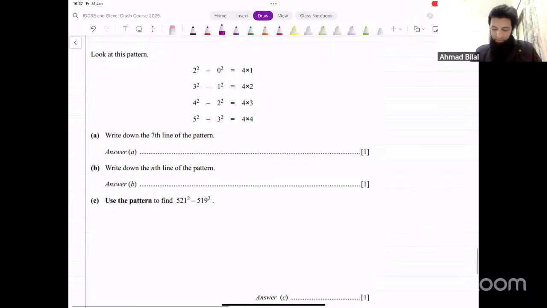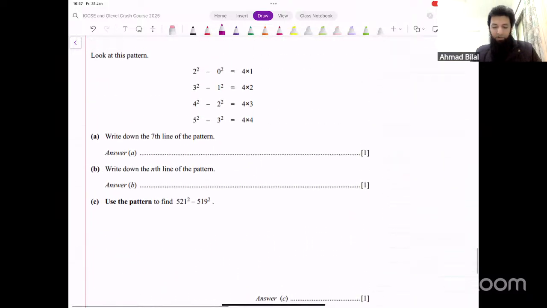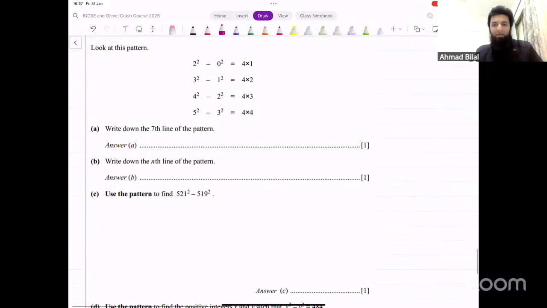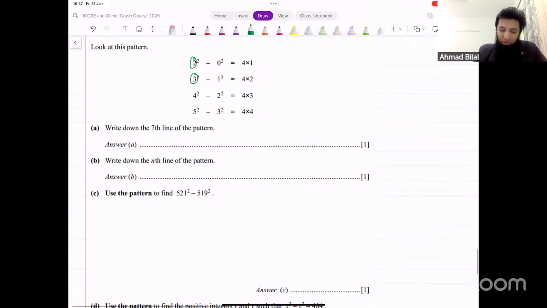Okay. Now this is one in which we have to figure out some pattern looking at these numbers. It says write down the 7th line of this pattern. Okay, let's look at this pattern. What is this showing us? We have 2, 3, 4, 5. This is the first line, the second line, the third line, the fourth line. What about the 7th line?